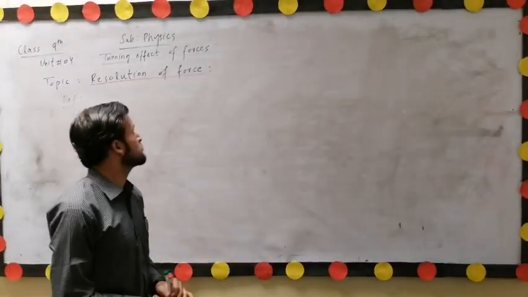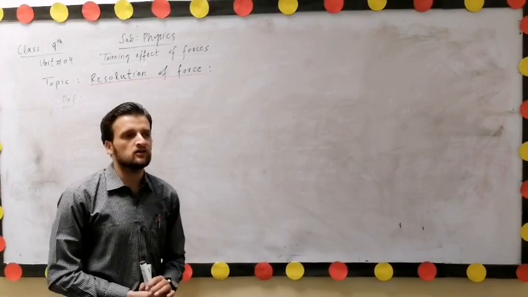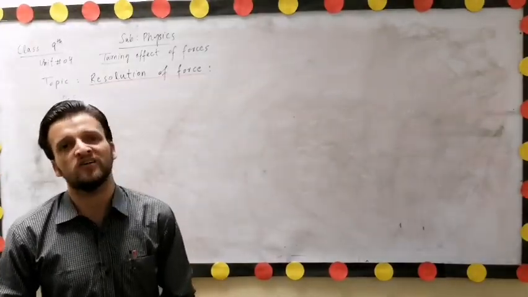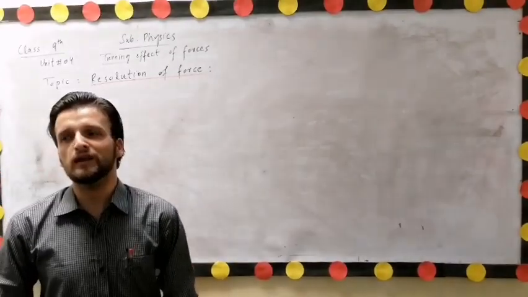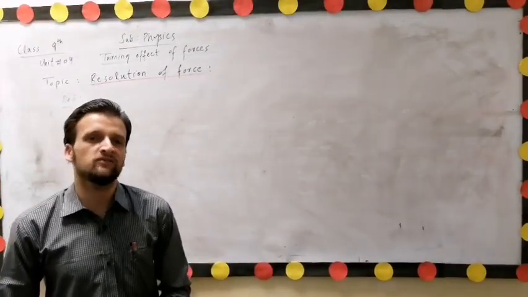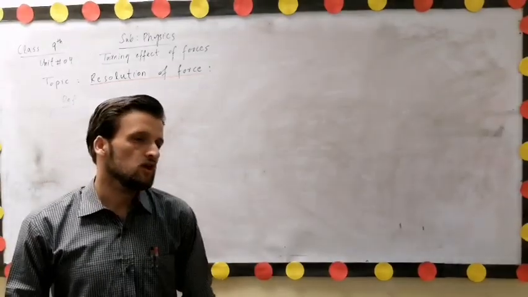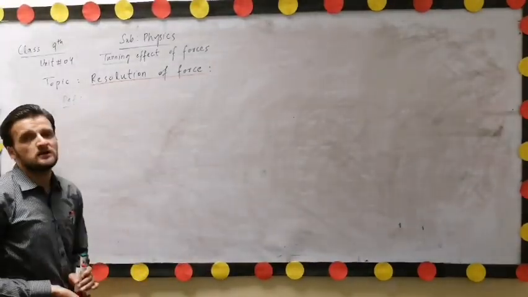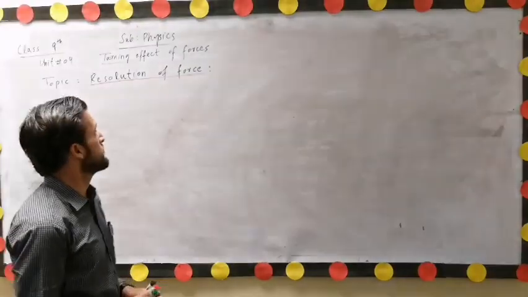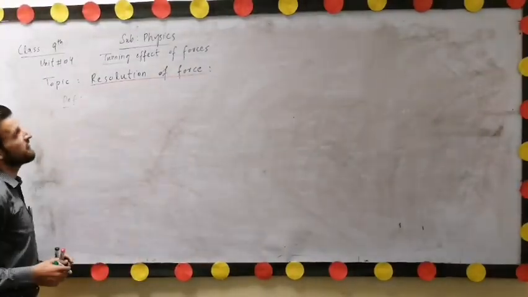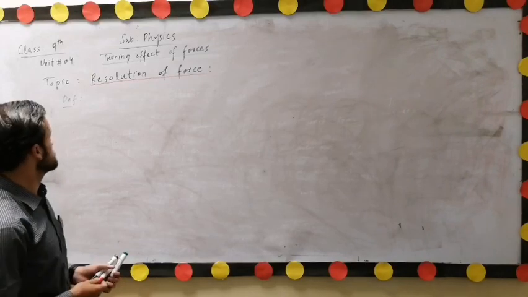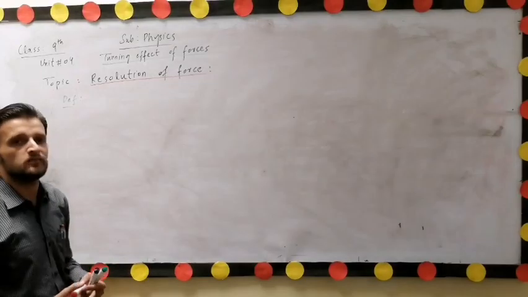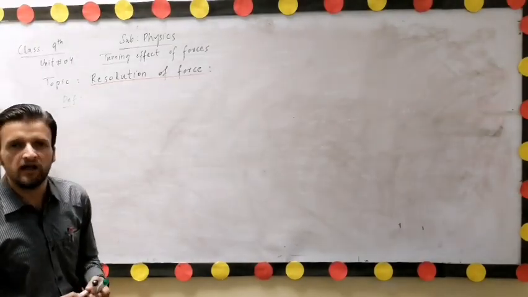When we apply a force on an object, the object may move in the direction of the force or in the direction of the component of the force. So, in a plane, a force has two perpendicular components. The division of a force into its perpendicular components is called resolution of forces. First we define resolution of force, and then we derive a relation for its perpendicular components Fx and Fy.